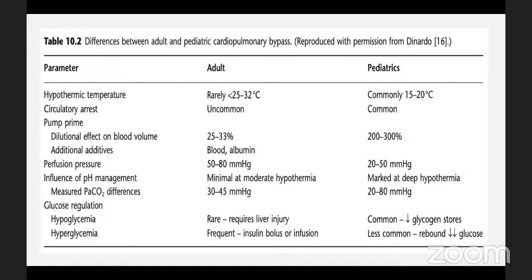Here is a table of differences between adult and pediatric cardiopulmonary bypass. In adults, they rarely use hypothermic temperatures, while in pediatrics, moderate hypothermia of 15 to 20 degrees Celsius is commonly used. Circulatory arrest is common in pediatrics. The prime volume is much more, and the dilutional effect on blood volume is higher in pediatrics. The perfusion pressure is higher in adults while it is low in pediatrics.